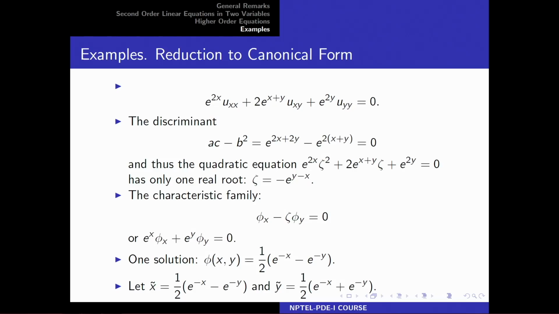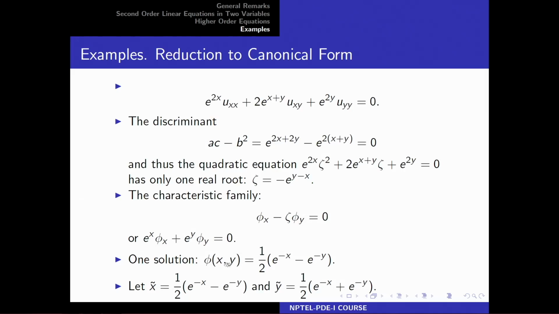As I said, this is a first order equation, but we are not given any initial curve or initial data. You solve this by the method of characteristics and find one solution. We are not interested even in finding all solutions. So, one solution you can easily check. This half is only for convenience. So, phi of x, y is equal to half of e to the minus x minus e to the y. You can easily check that it satisfies this first order equation.